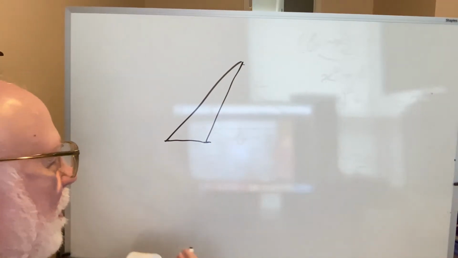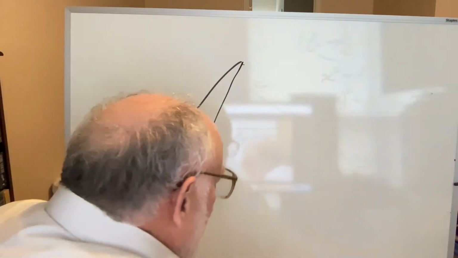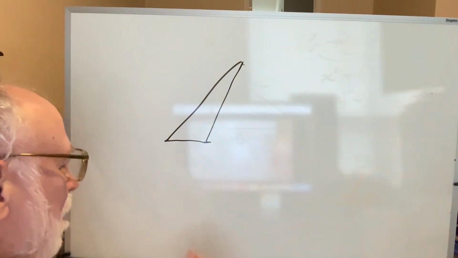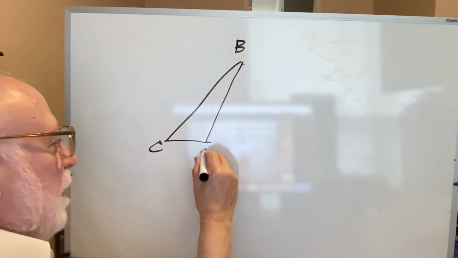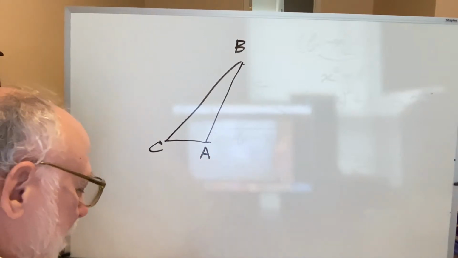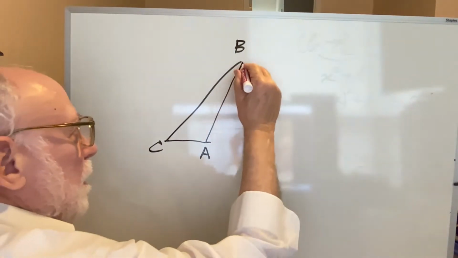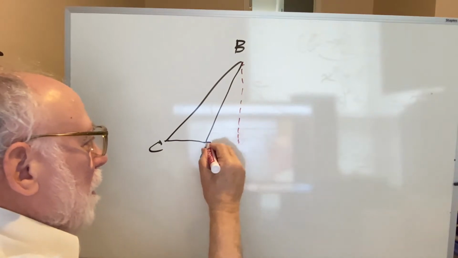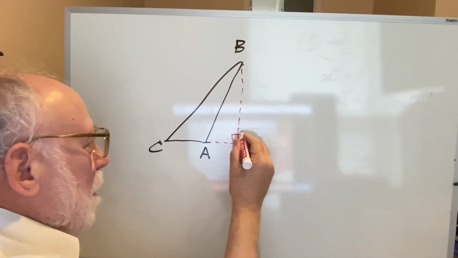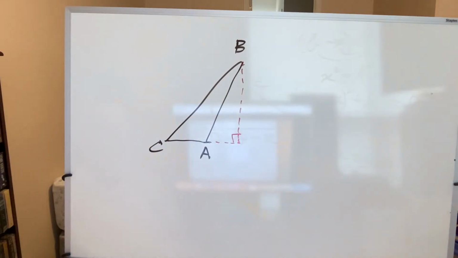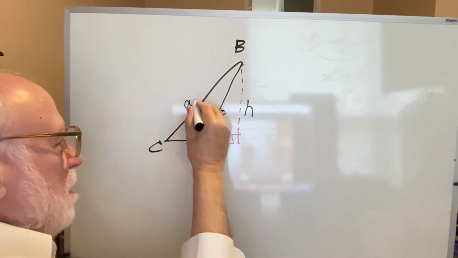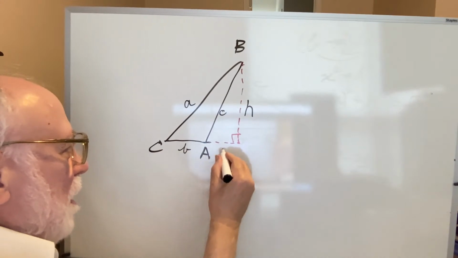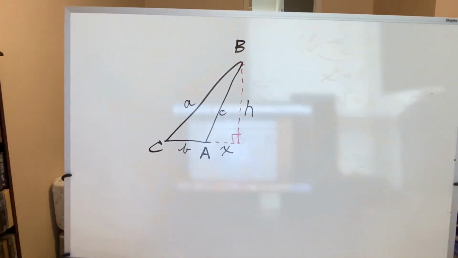And in this diagram, you're dropping an altitude from B. When you drop that altitude from B, this is still h. This is still c, the side opposite C. This is a, and this is b. And again, this must be x. Who knows what that is?